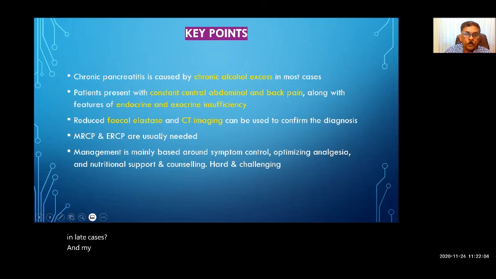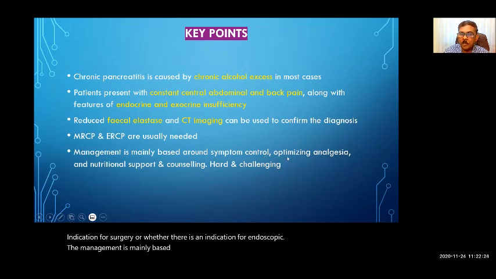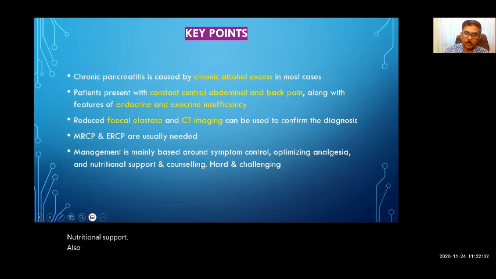MRCP and ERCP are usually done to identify whether there is an indication for surgery or for endoscopic interventions. The management is mainly based around symptom control, optimizing the analgesia, nutritional support, and also counseling with moral support. Okay, the journey of a chronic pancreatitis patient is hard and challenging.